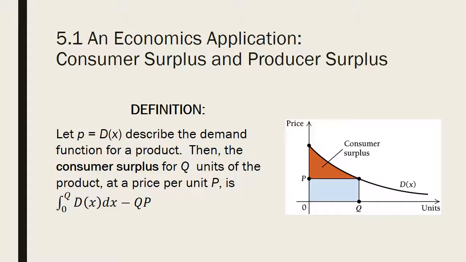To find the consumer surplus, you need to find that brown area. So you take the area under the D of X curve, and you subtract out that rectangle. The area of a rectangle is just length times width, so the area of the blue rectangle is P times Q. So you're going to take the integral from 0 to Q of D of X, and then subtract Q times P, the quantity times the price.